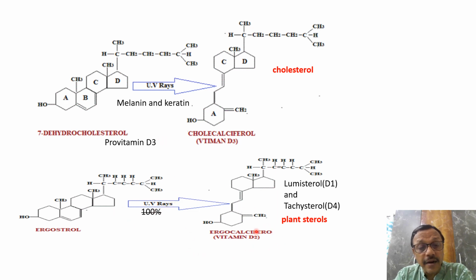Now apart from D2, more than 15 different types of molecules are also being formed over here, like vitamin D1 and D4, and other molecules which are being formed here are devoid of vitamin D physiological activity.